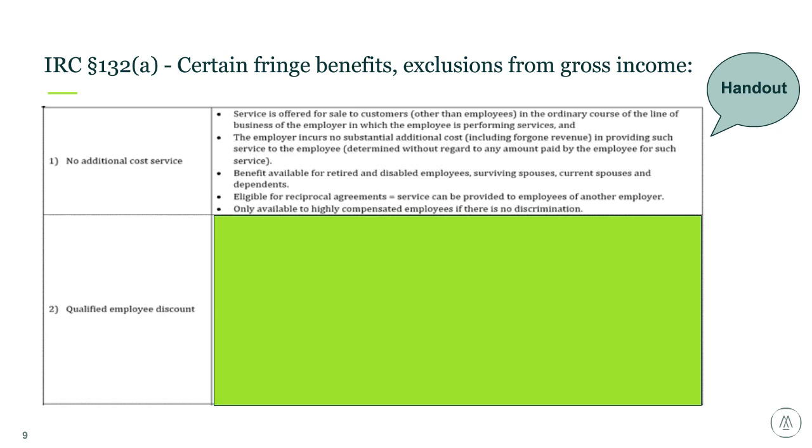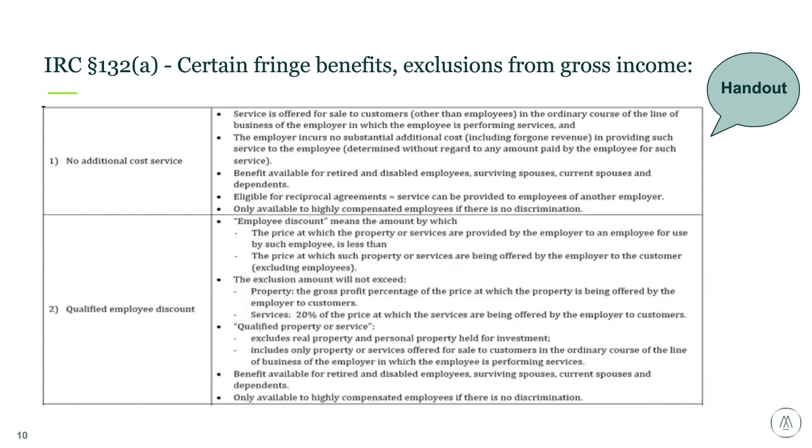And finally, it's only available to highly compensated employees if there's no discrimination. So if you only provided game day tickets to your C-suite executives, you couldn't use this exception to exclude those tickets from their compensation because there is a discrimination element. But if it's a first come, first served or some sort of lottery program, then you might be able to use this exception.